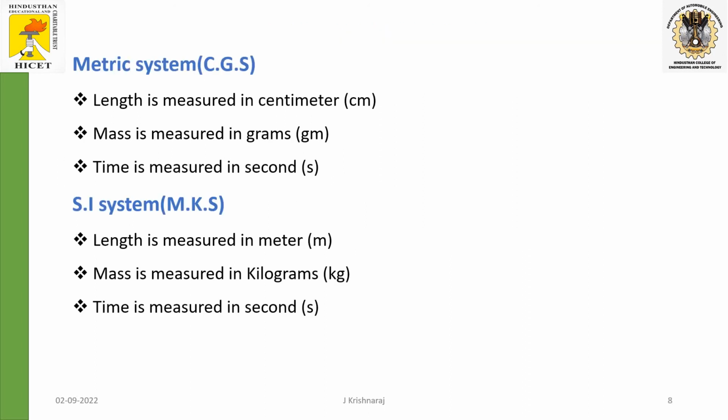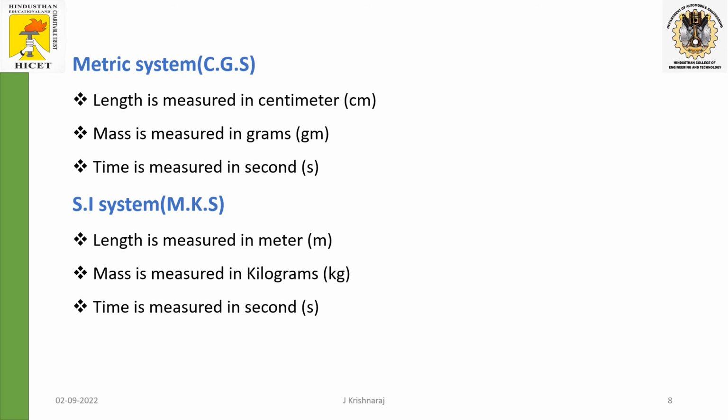Now, we have metric systems and SI systems of units which we follow. Most commonly we are using the metric system and SI unit systems. In the metric system we follow CGS. What is CGS? C is centimeter for length measurement, G is gram for mass measurement, and S is seconds for time measurement. So that is called the CGS metric unit system.